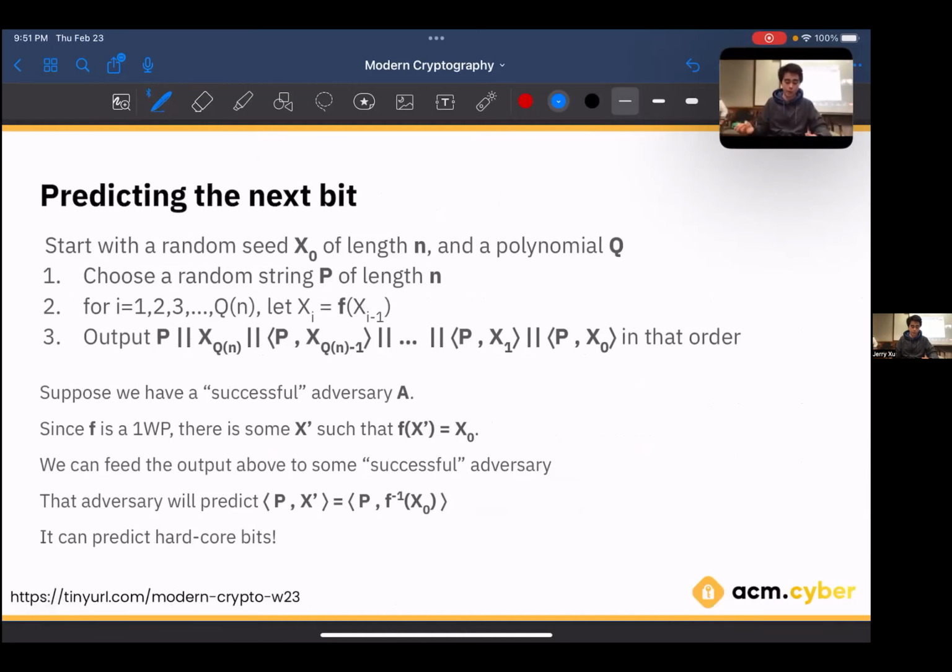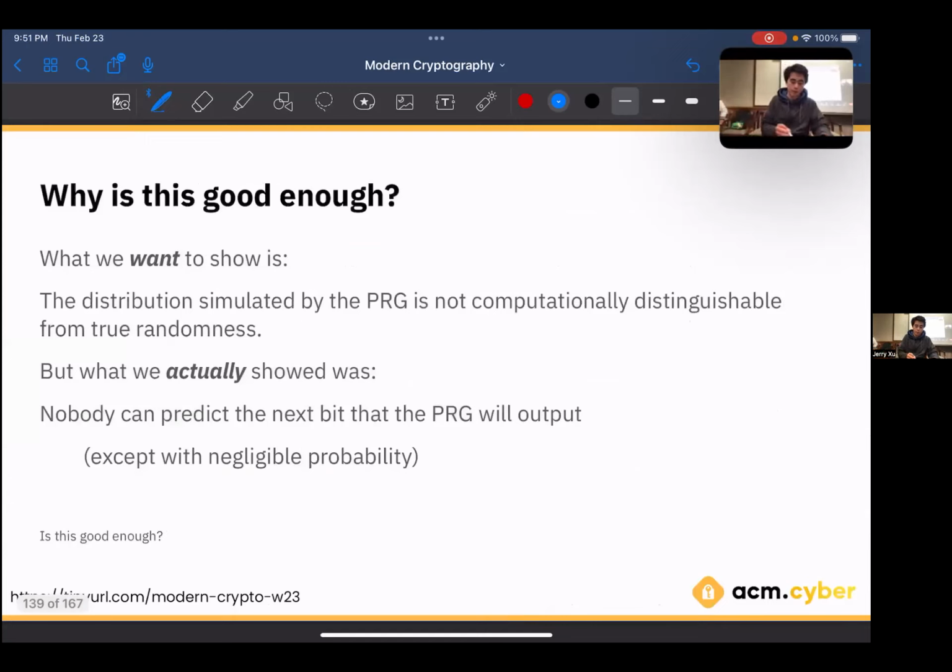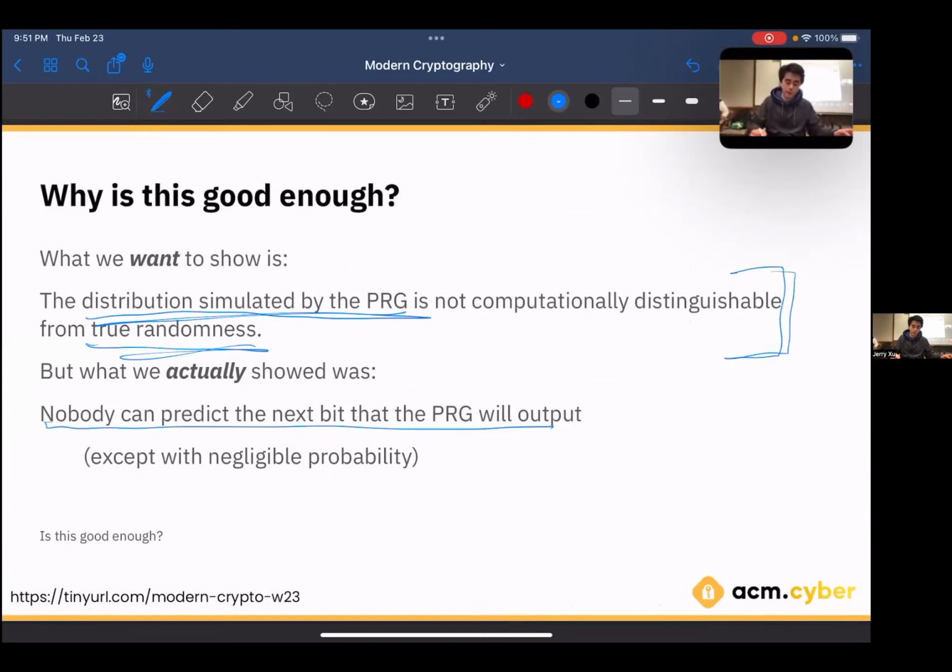But that's not quite good enough, because what we really want to show is that the PRG creates a distribution that's essentially the same as true randomness. And we just showed that nobody can predict the next bit that the PRG will output, right? So once again, we have this dichotomy of we want something that involves a lot of parts, but we only have something that deals with one part, right? And so this is just screaming a hybrid argument, right? We're going to use the hybrid argument to show that being computationally indistinguishable from random is the same as not being able to predict the next bit, right?